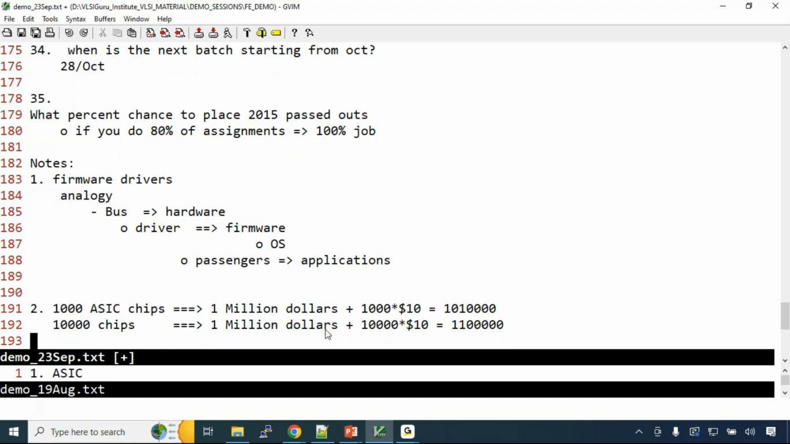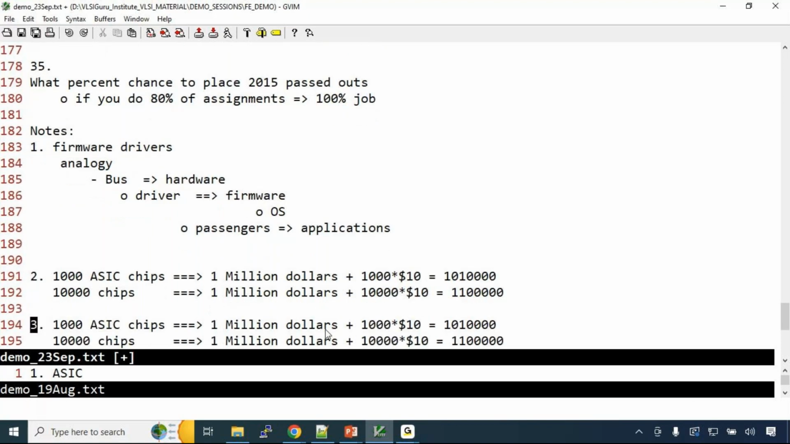So now let's understand the FPGA concept. In FPGA, this will be only 1 lakh. Your initial investment will be less actually. Instead of $10 lakh, it will be only $1 lakh. But per chip cost will be very high. What is the cost here? Tell me.